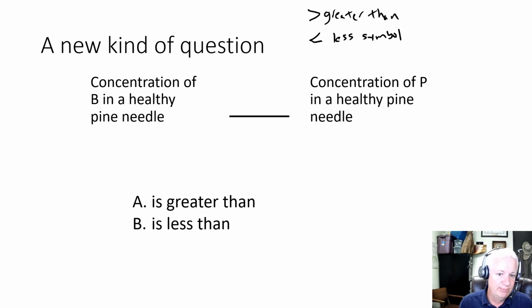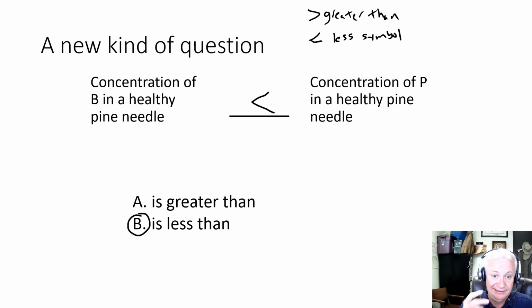What's the difference between boron and phosphorus? Boron's a micronutrient. Phosphorus is a macronutrient. Because phosphorus is a macronutrient, it will be required in greater quantities than boron. So in a healthy pine needle, the concentration of boron will be less than the concentration of phosphorus because boron is a micronutrient. This is a handy way for me to test you on questions that are easily put into a big thing, little thing, or greater than, less than type of duality.